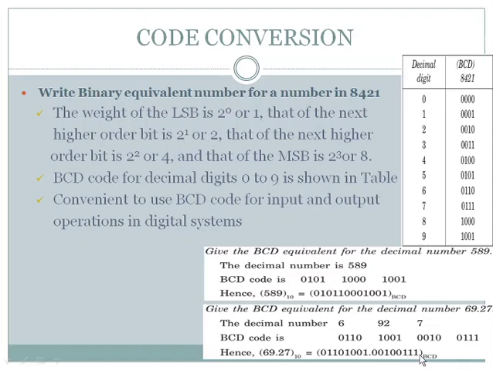0110 1001.0010 0111. BCD is the binary coded decimal equivalent code for this decimal number 69.27. So this way we can represent any decimal number in the BCD coding scheme, and similarly we can convert any decimal number to BCD and vice versa.